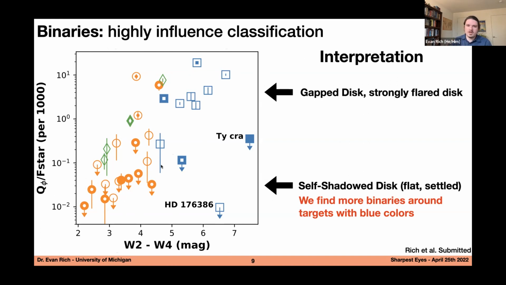So going forward, including binarity is going to be a really important part in studying planet formation around these disks.